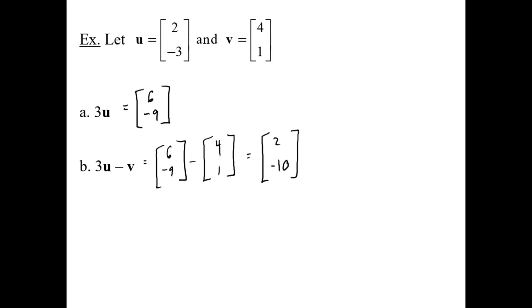Okay, now graphically, what does this represent? Again, u represents the vector from the point (0, 0) to the point (2, -3). So maybe something like this would be vector u. And then vector v goes from the origin to the point (4, 1). So maybe here's vector v. But the question now becomes, what does it mean if we find 3u? How does that compare with the original vector u? What does it mean to subtract the two vectors?